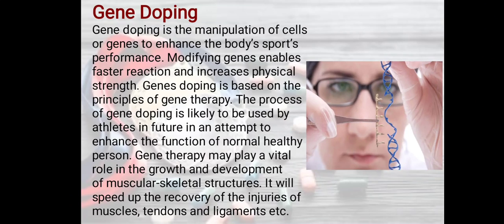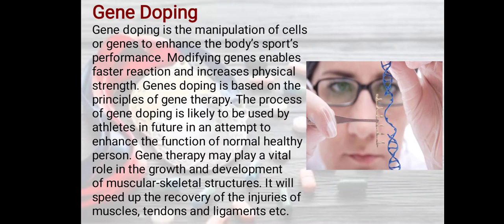So here in gene doping, what happens? They take the genes from one person, that is, we can say that they take the cell and put it in another person. So here, the process of gene doping is likely to be used by athletes in the future in an attempt to enhance the function of the normal healthy person. Gene therapy may play a vital role in the growth and development of the musculoskeletal structure.